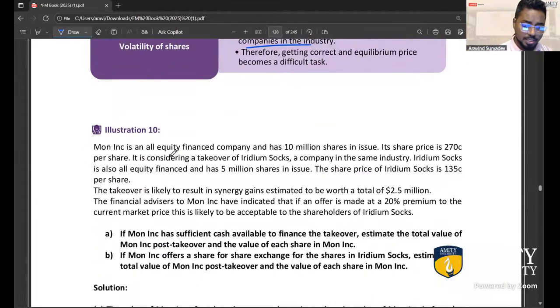So illustration 10, let's check it out. Mon Incorporated is an all equity financed company, has 10 million shares in issue. Its share price is 270 cents per share.